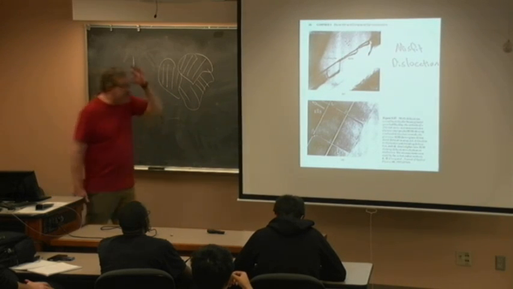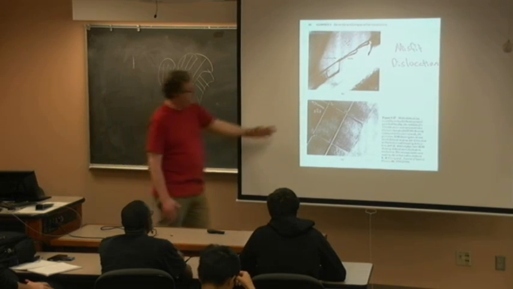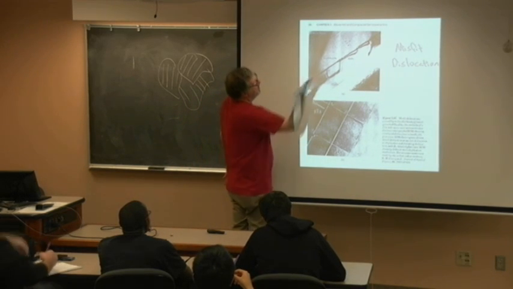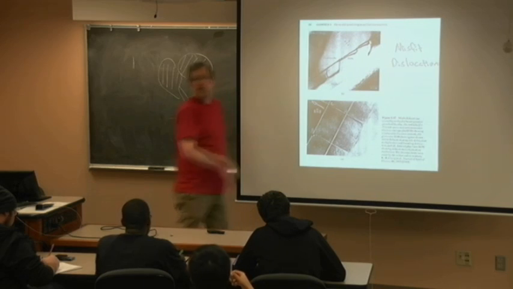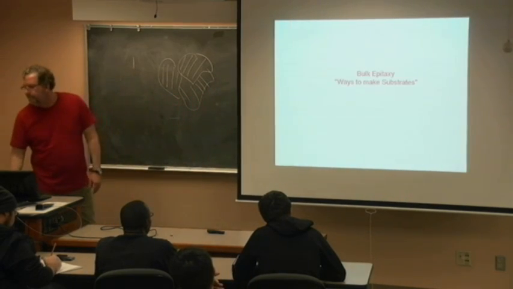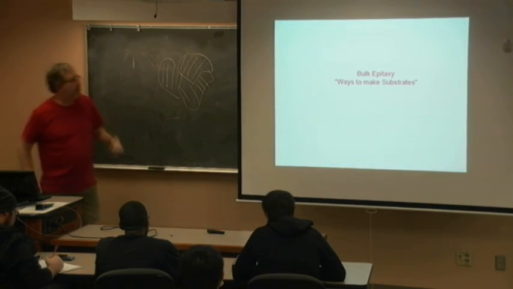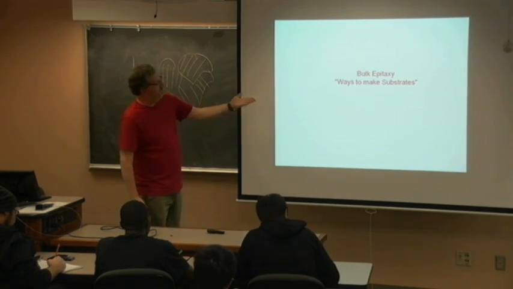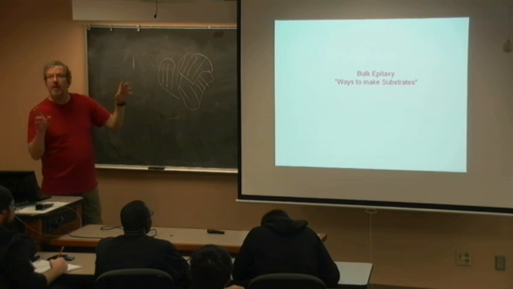So here's the misfit dislocations. When they do relax, this is how it manifests. This is a top view, it looks like Manhattan. And from a side view, we see the cracks propagating through. Understand where this all comes from. We all have to put this on substrates. So we start off with bulk epitaxy, which is a way to make the substrates.